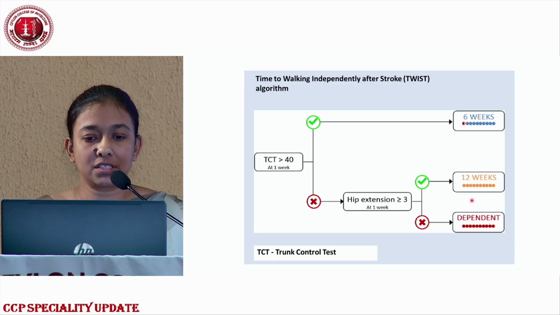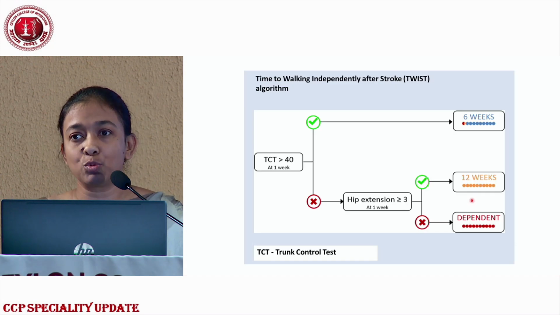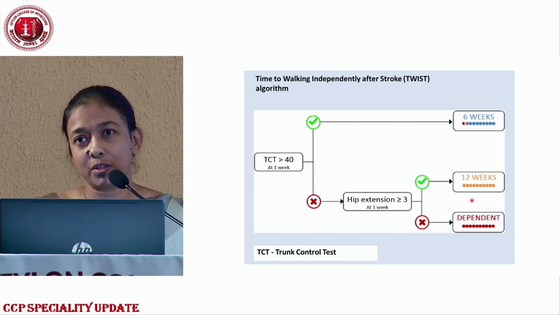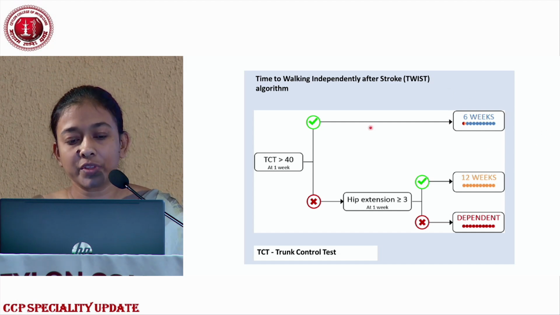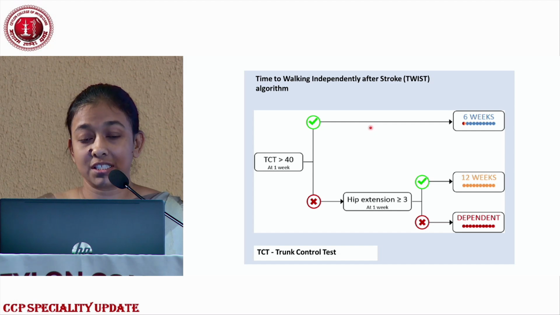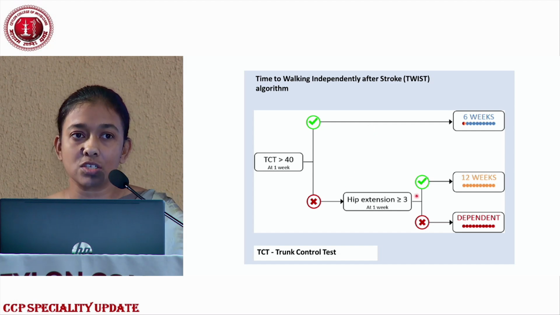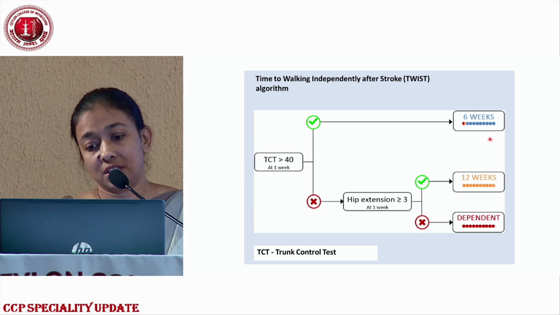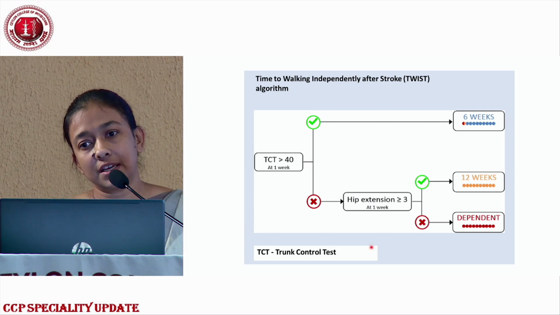So going back to this TWIST algorithm, if the trunk control test is more than 40, that means basically the patient scores for independent turning normally in the bed, so that basically tells you that the patient will most likely walk 6 weeks post-stroke. If the trunk control test scores less than 40, then the next step would be the hip extension. If the hip extension demonstrates anti-gravity power, 3 or more, he's likely to walk within 12 weeks. But if the hip extension power is less than 3, he's likely to be dependent at 12 weeks.